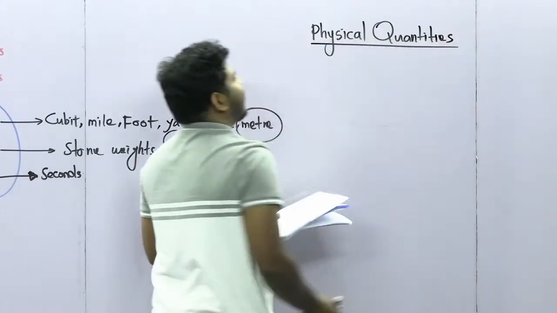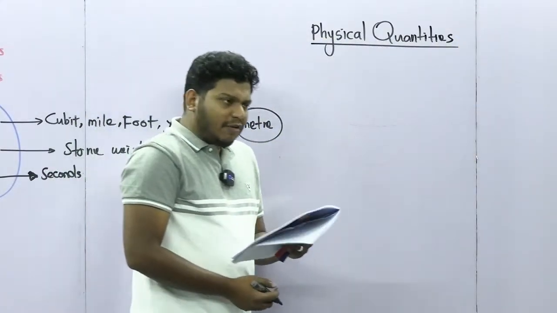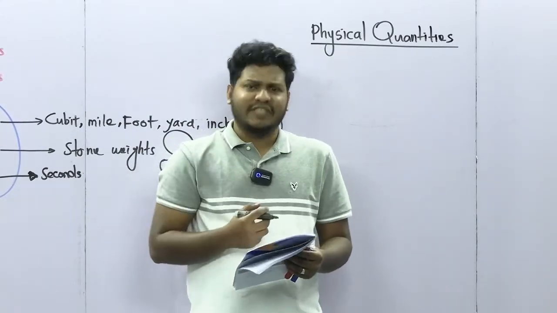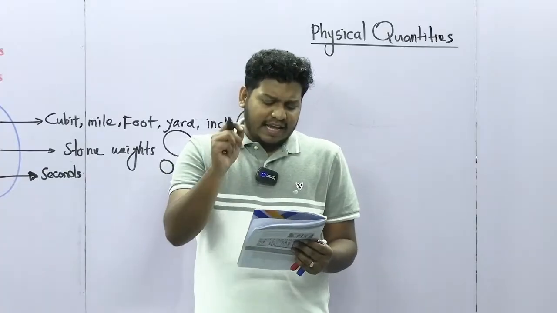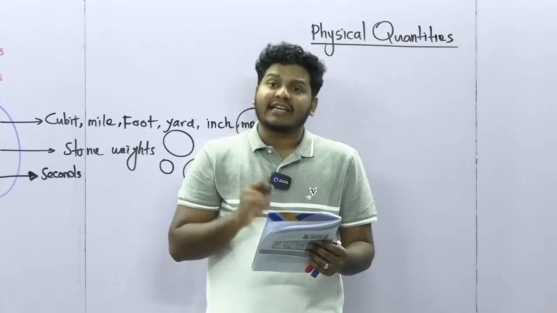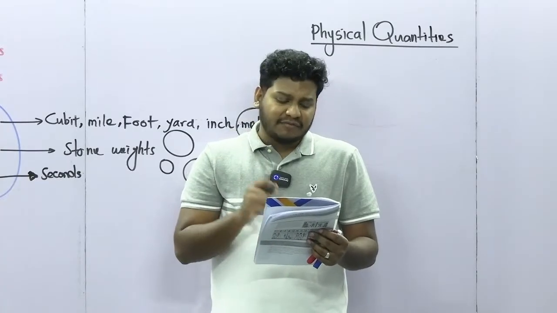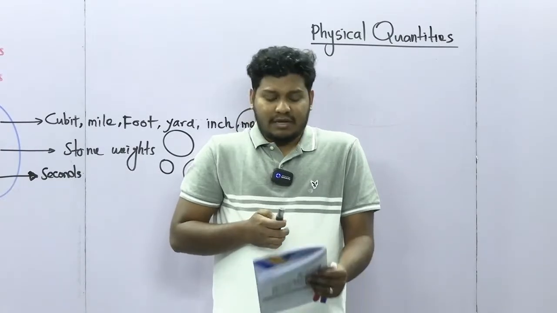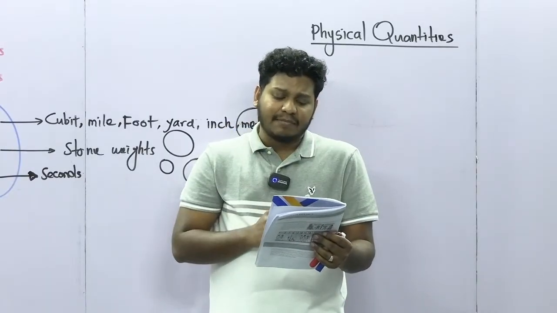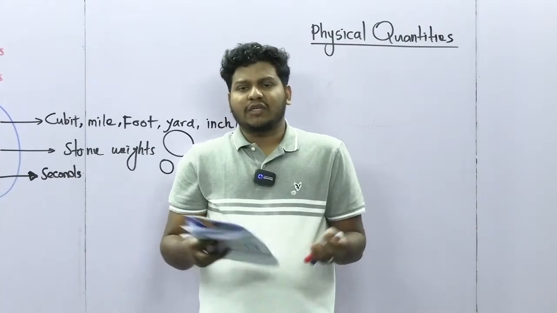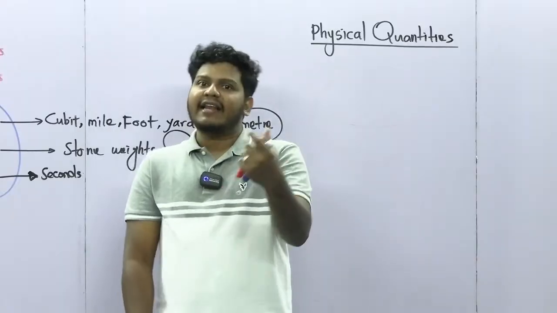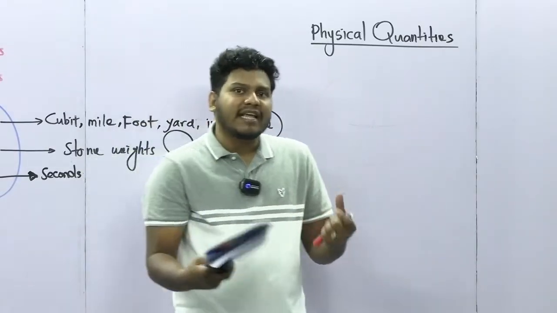Physical quantities. Okay. First of all, what is a physical quantity? Tell me. What do you mean by physical quantity? If a certain property in a physical system can be directly or indirectly measured, it is known as a physical quantity. So what are the quantities we can measure directly and indirectly?